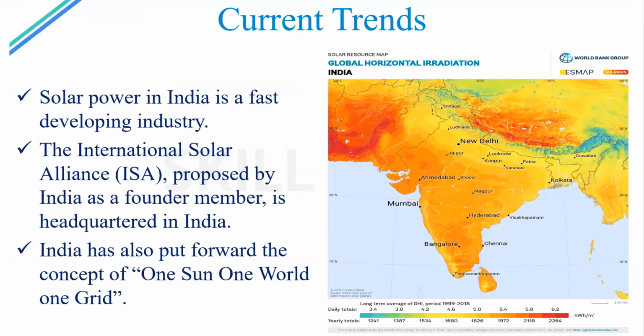The International Solar Alliance, the organization which decides different standards for solar power plant installation, has its headquarters in India, and they have put forward the concept of One Sun, One World, One Grid, which defines more power generation from the sun throughout the world and feeding it to the grid. As you can see in the picture, throughout our country, the solar radiation rate is very high compared to any other country in Europe or any other part of the world. So, this reflects the perfect base for solar power installation.